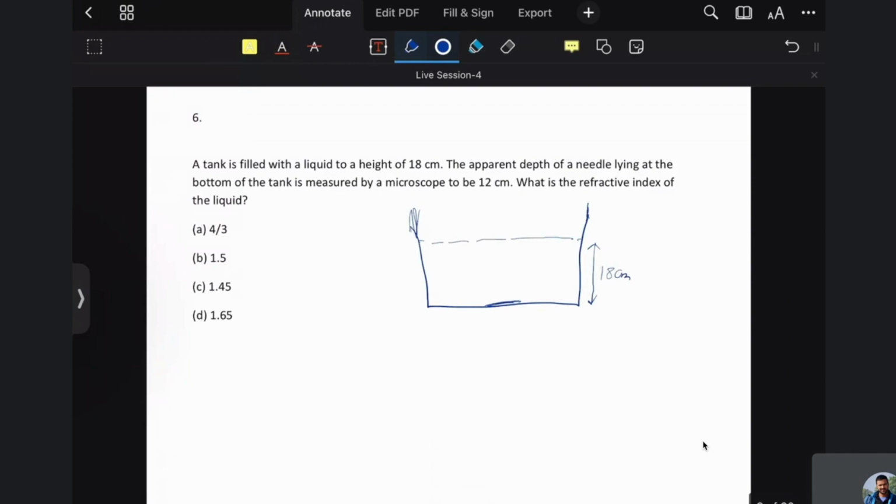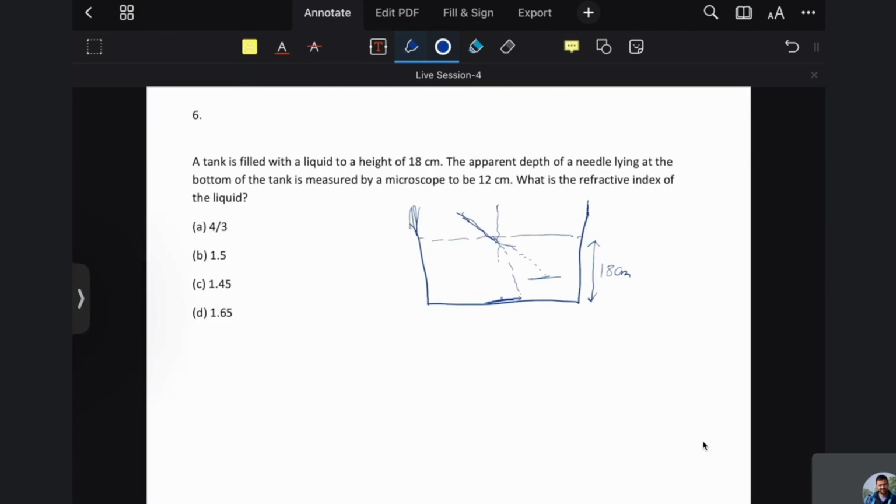Because the light ray, so suppose this is the normal, so the light ray which is going from the object will refract, away from the normal, right? And the image will be formed here. So because of this, we get this sense of false depth, which is called apparent depth. And it depends on the refractive index.